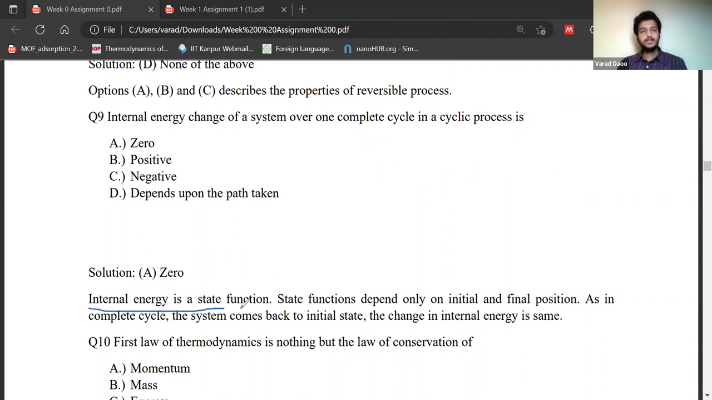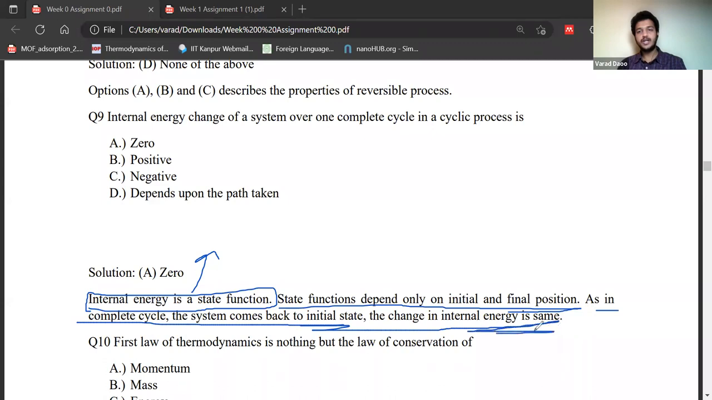So internal energy is a state function, right? State functions are thermodynamic functions whose value depends only on the current state of the system, and a state function depends on initial and final position. As in a complete cycle the system comes back to its initial state, the change in internal energy is zero. And state functions do not depend on path. So this is wrong, this is also wrong, this is also wrong. The correct answer is 0.